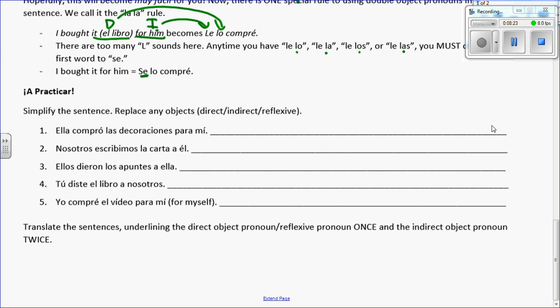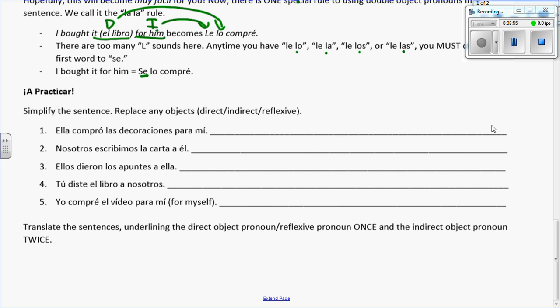So the first section, all you're doing is simplifying the sentence. I can't tell you any better way to work with these than to just practice with them, okay? Even I've studied Spanish for 13 years, and this is still a little difficult for me. Not in writing, but when I'm speaking, I still have to kind of think about it, okay? So you have to practice these. So, simplifying the sentence, ella compró las decoraciones para mí. So she bought them for me.